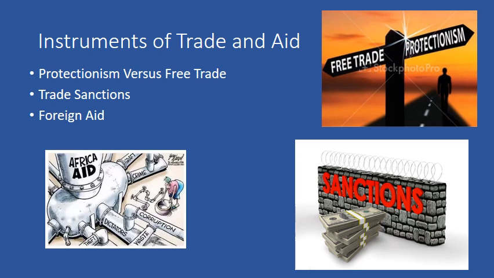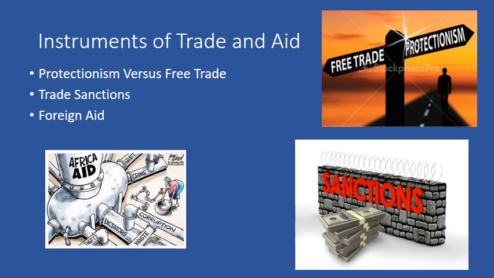Other instruments that they have that have to do with trade are trade sanctions. Sanctions are very powerful because they keep other countries from being able to trade with America, and that can cripple them economically because America is one of the top economies of the world.